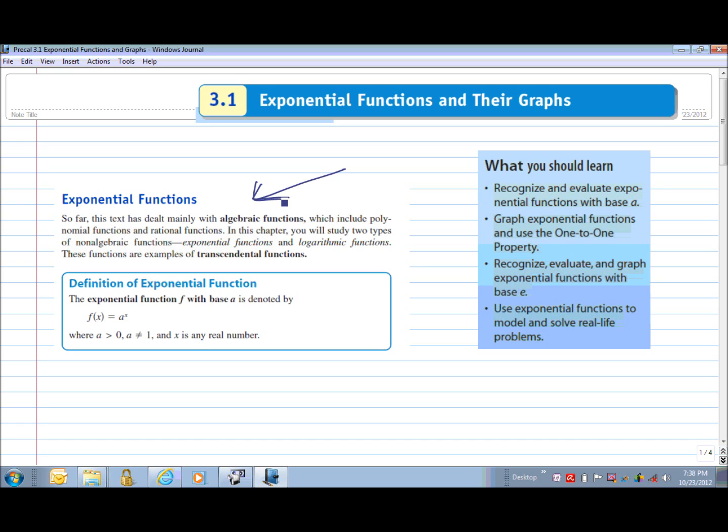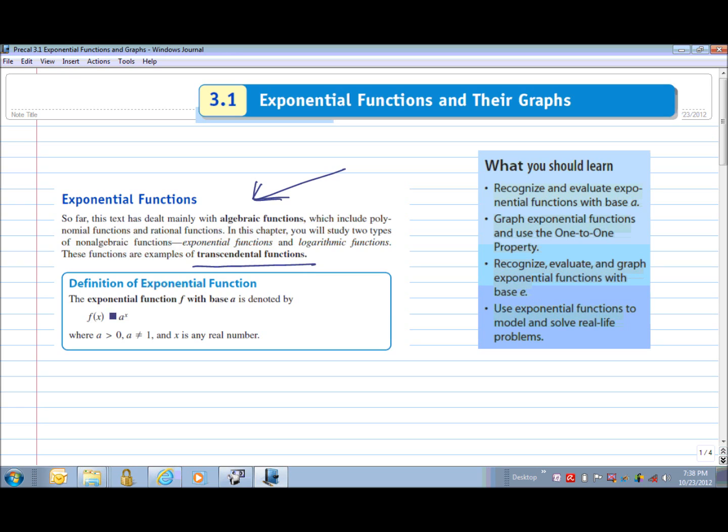In this particular chapter, we're going to study two types of non-algebraic functions, exponential and logarithmic functions, which, by the way, are inverses of one another, and that's a really important piece of information that's going to help us a little bit later on when we get ready to graph logarithm functions. Anyway, these two functions are examples of what we call transcendental functions.